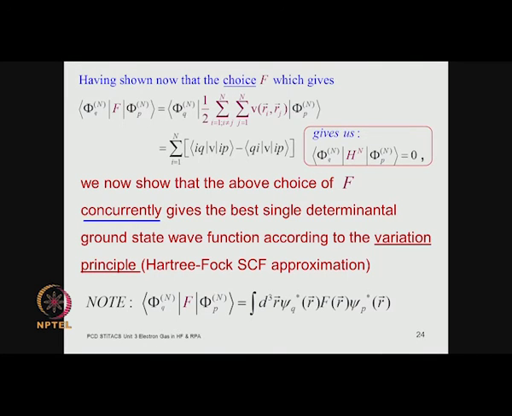now we ask how we are going to show this, because we have suggested how f should be chosen, but we now want to demonstrate that this particular choice will give you the best variational, best determinantal wave function within the framework of the frozen orbital approximation for the Hartree-Fock theory. Okay.